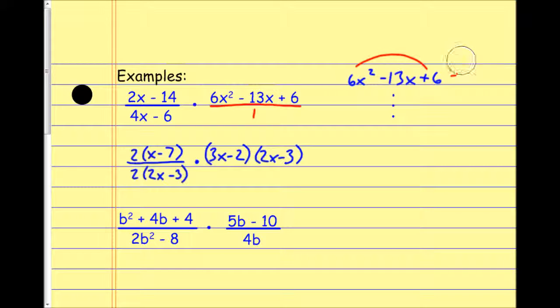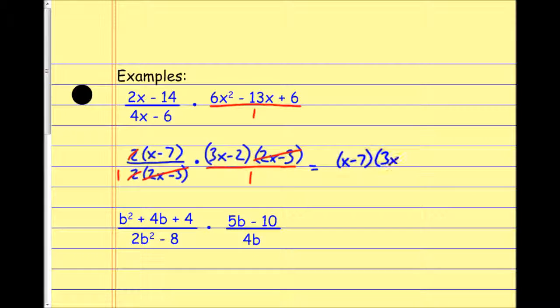And now I cancel out any common factors that I might have. In this case, the 2's cancel, the 2x minus 3's cancel. And so when I look across at this denominator, I've got 1 times 1. I essentially don't have a denominator anymore. I don't want to leave this thing over 1. So all I'm left with is the x minus 7 times the 3x minus 2. All right? And I could put that over 1, but when I divide by 1, it just gives me this thing, so I don't write it as a fraction anymore. Okay?